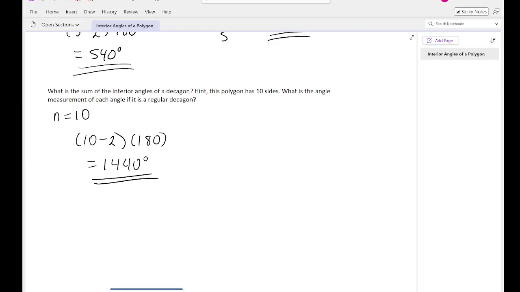And if it's a regular decagon, what is each angle measurement? Just going to take the answer from before, the 1,440, and I'm going to divide it by the number of sides, which is 10. And this is going to end up being 144 degrees. So each corner inside of a decagon is 144 degrees.